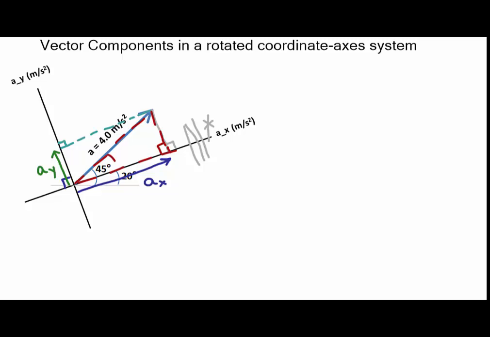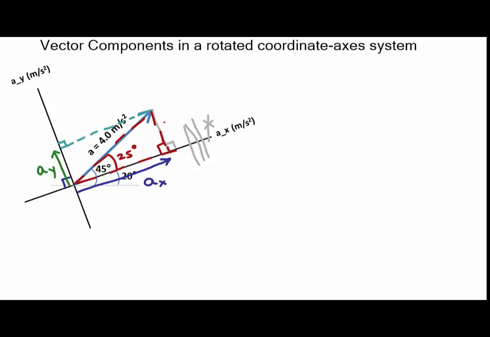Well, let's see if we can figure out this angle over here. So we have 45 degrees for this whole thing and 20 degrees up to the x-axis. So what's left after that is this angle. So 45 minus 20 is 25 degrees. So I have that angle. And so now it's trivial using SOHCAHTOA to get the x and y components.